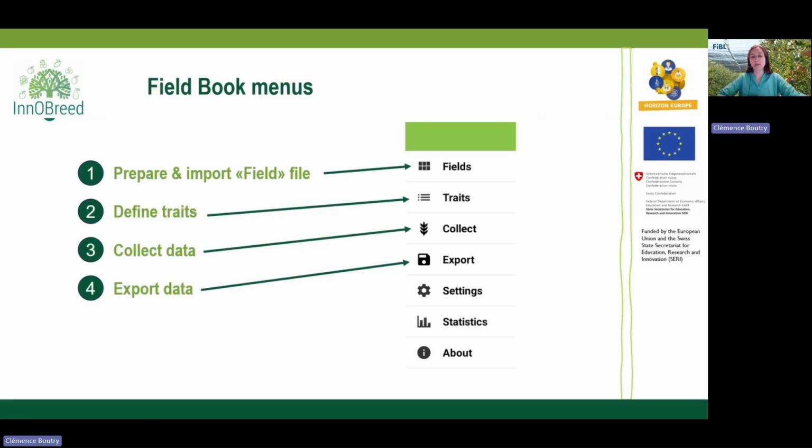So these are the menu options you have when you open the app. And I will go through step 1 to 4. How do you prepare and import your field file? How do you define your traits? How do you collect the data? And then how do you export the data, also with the different options on how to export your data.